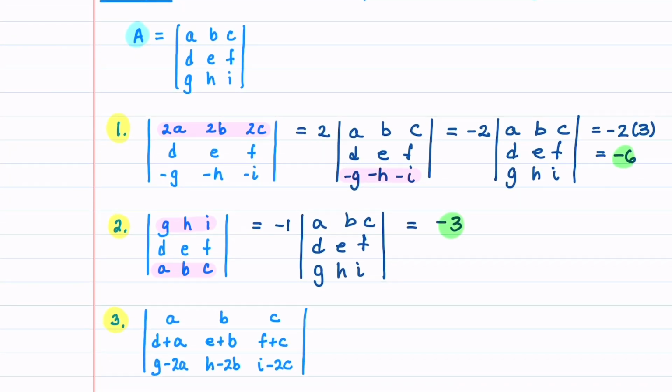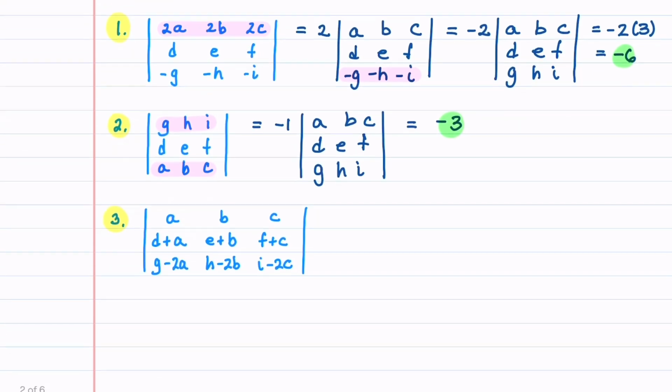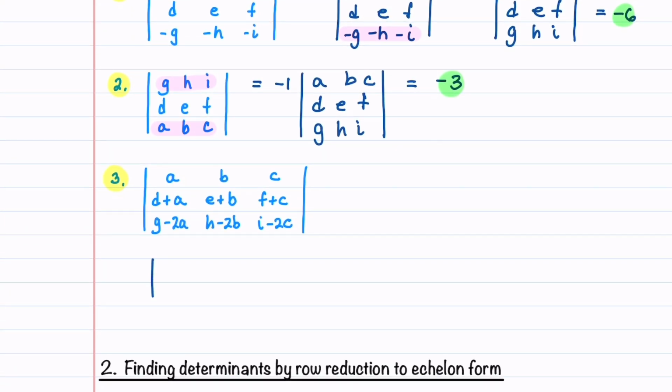In our third example, we notice that it is very similar to our matrix A above, except some row operations have been done to it. I'm going to write the determinant of A right below this so that we can compare the two and we can see what row operations have been used.